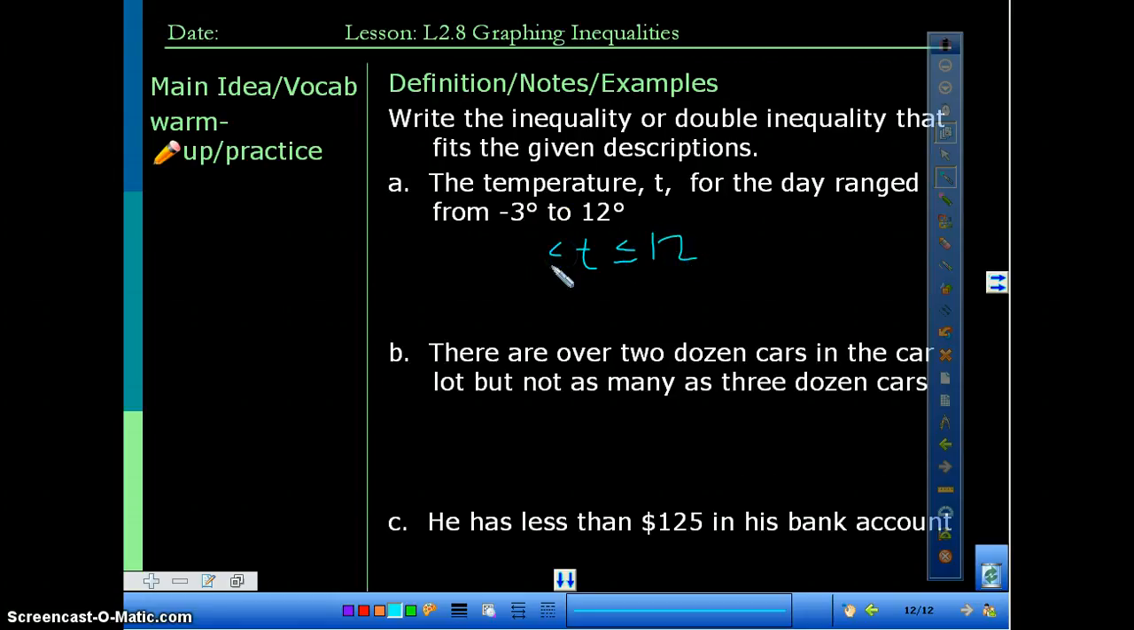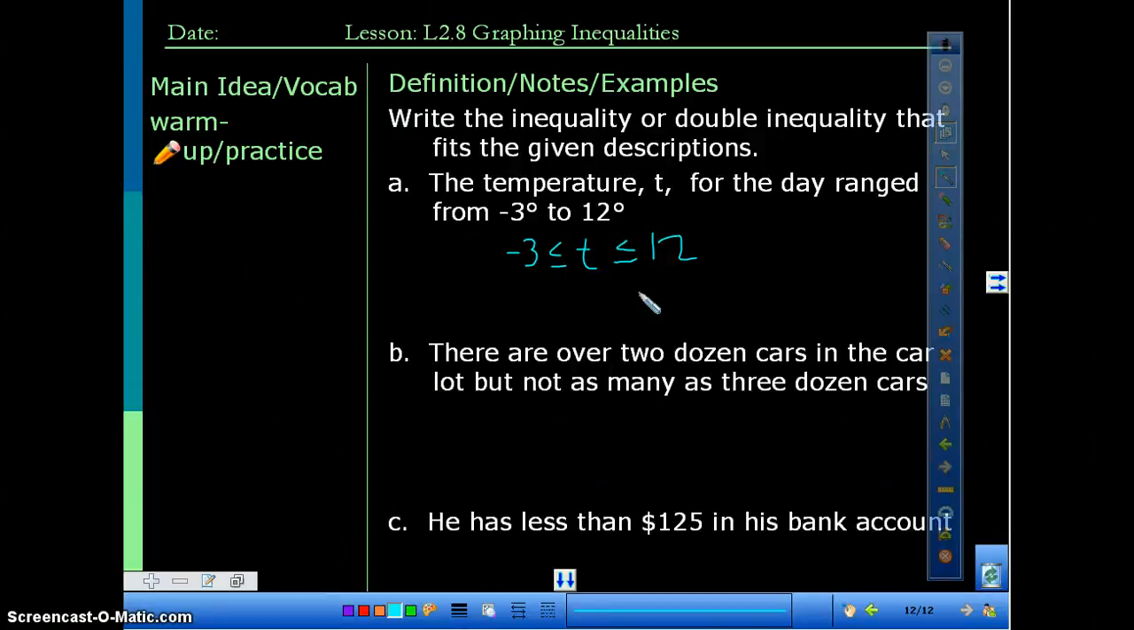Therefore, we can place our temperature T in a double inequality between 12 degrees and -3 degrees. As we take a look, the T definitely has to go in the middle and the symbols should be facing in the same direction. In this case, I chose to include the -3 and the 12 by including the or equal to symbol because the temperature did range from -3 to 12, so I assumed that meant to include -3 and 12.